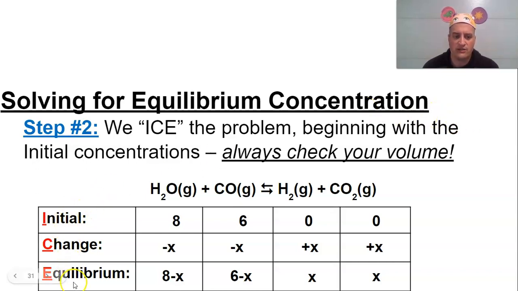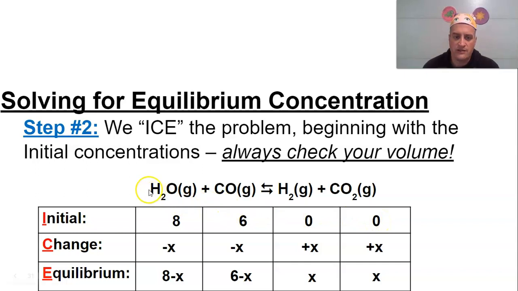Second, we need the ICE table. So initial, change, equilibrium. Please don't actually write these down. ICE is probably the best you need. So then we kind of use this to line up what each of these are. So initial, we had 8 molar, 6 molar, 0 of each because none of these existed. At some point, there will be some here, and you'll be looking at those later. But for now, there was nothing to start.